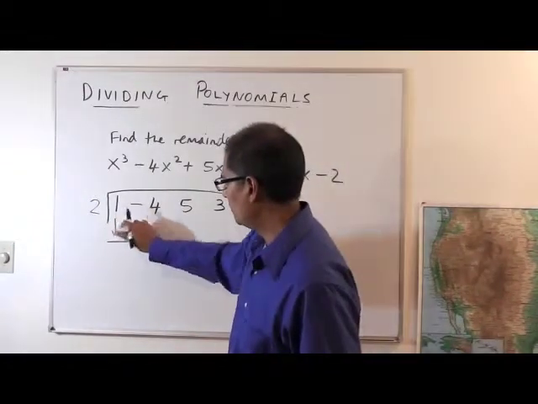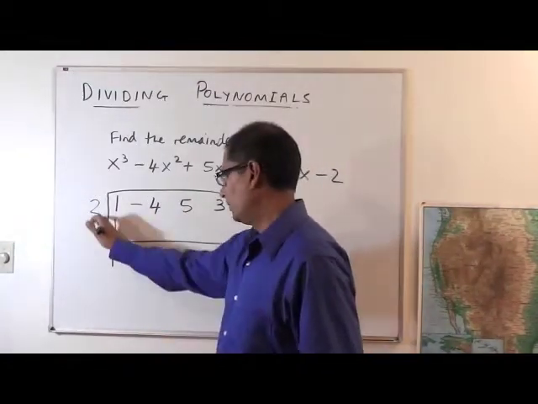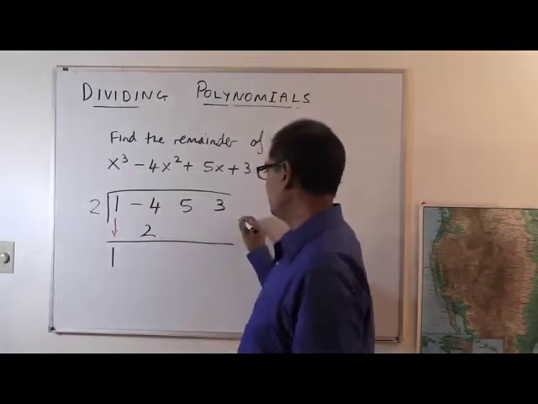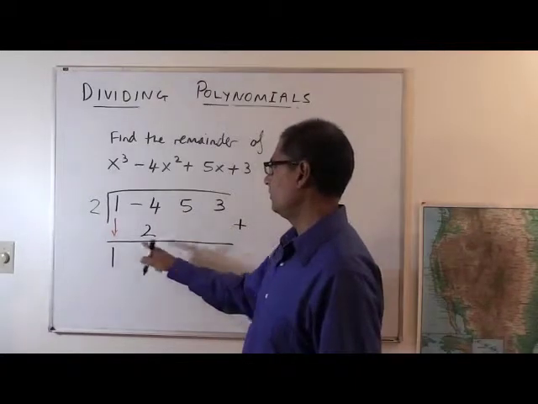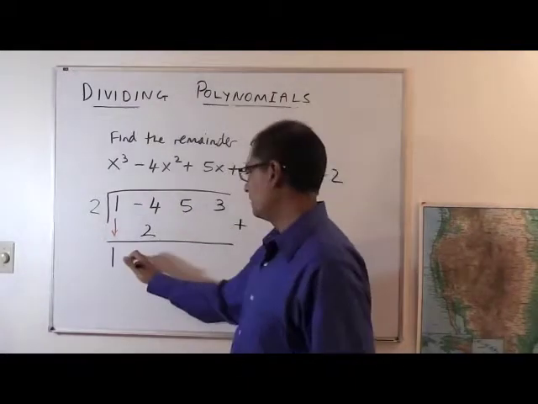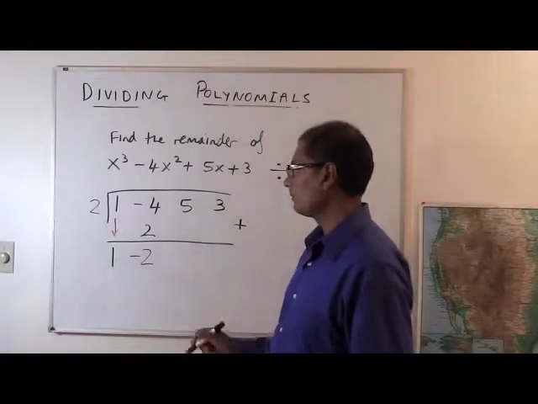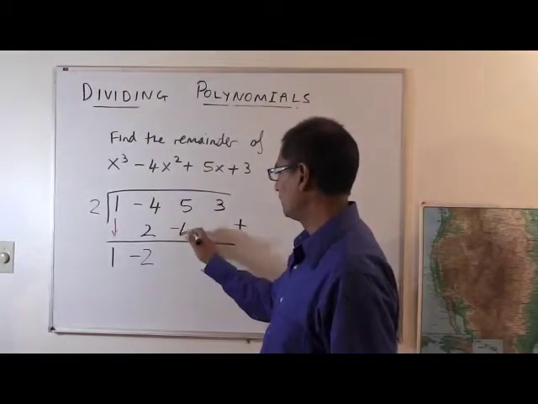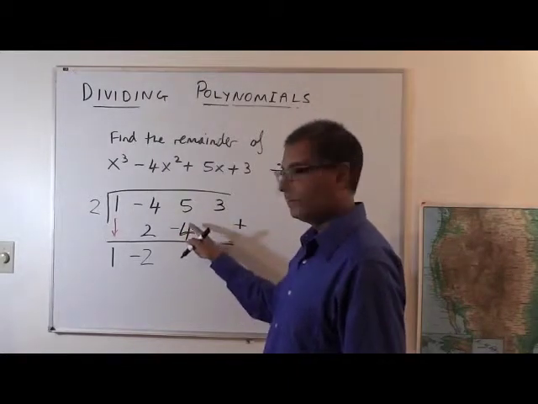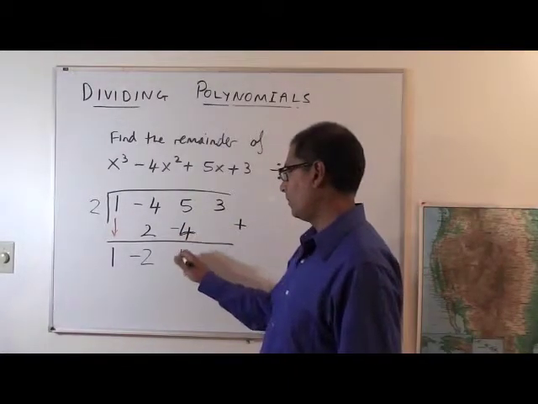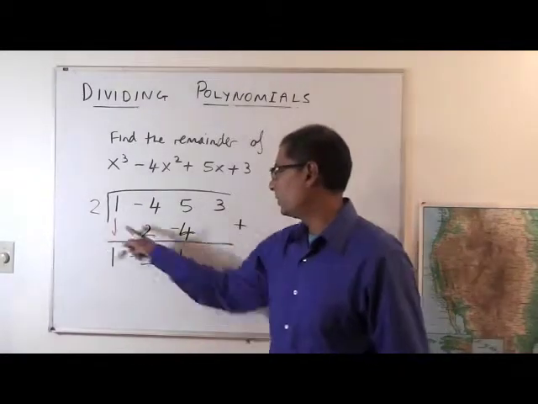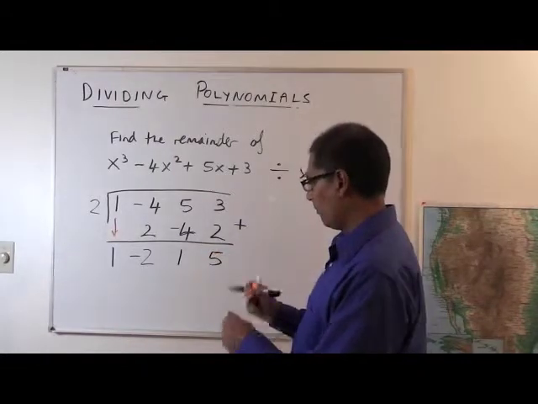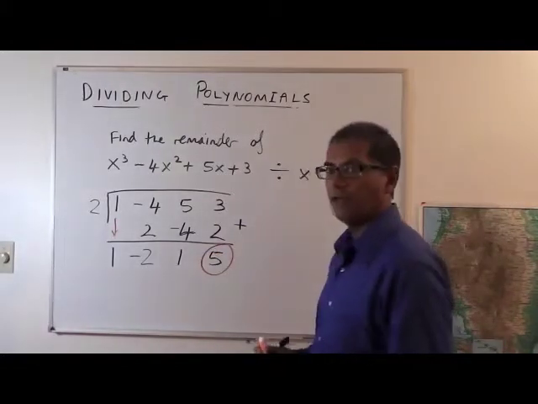So first we drop the 1, and we go 2 times 1 is 2, put the 2 there. We add these, remember we're adding, negative 4 plus 2 is negative 2. 2 times negative 2 is negative 4. And we add these two, 5 minus 4 is 1. And then 2 times 1 is 2. And add these two is 5. So my remainder is 5.